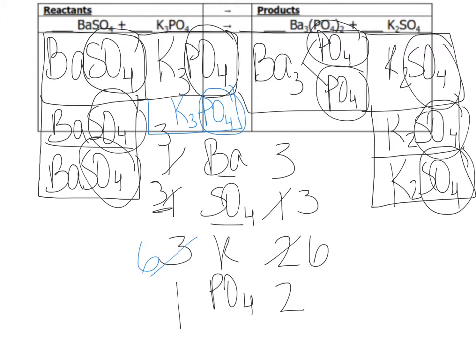I'm also going to update my PO4s, and I have 2. So we got BA 3 and 3, 3 groups of SO4 on each side, 6 Ks on each side, and 2 groups of PO4. So this one is balanced with 3, 2, 1, 3. This one's a 3.